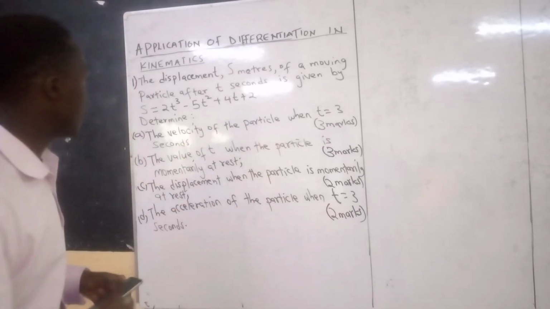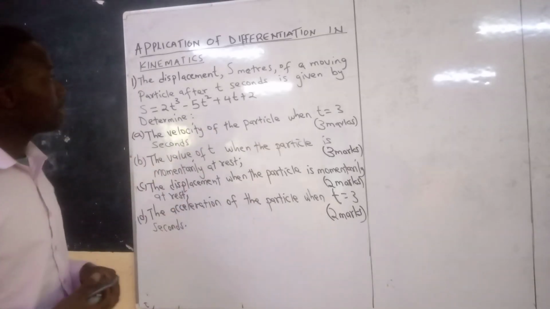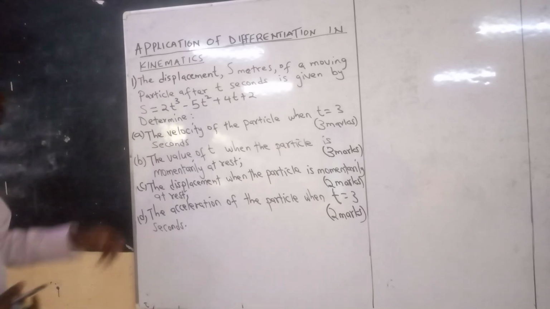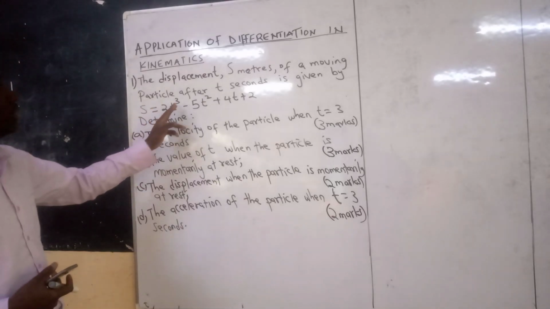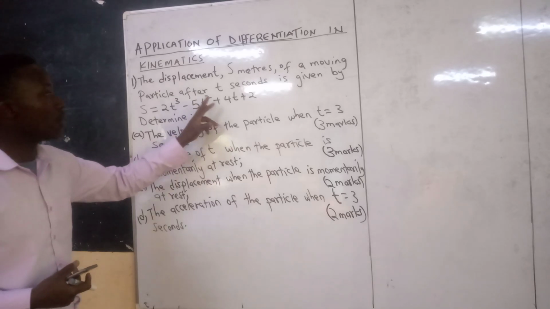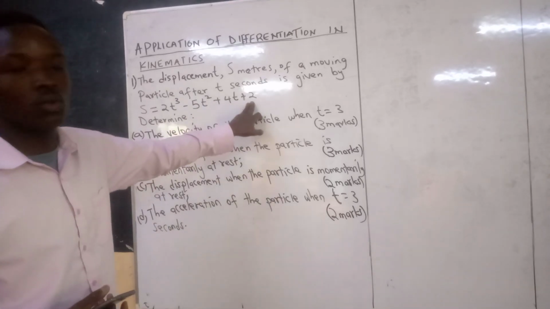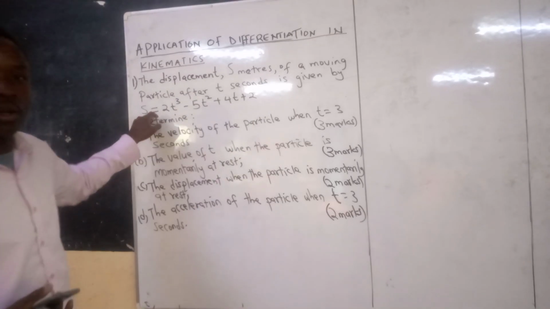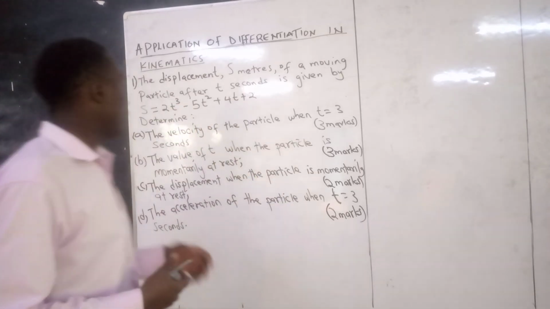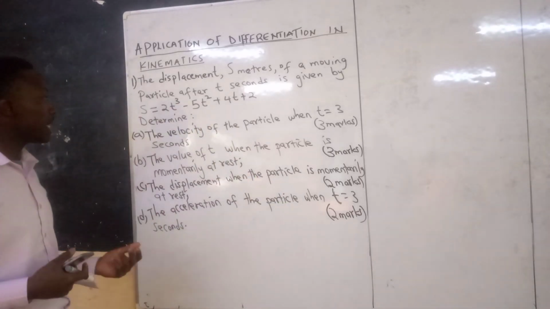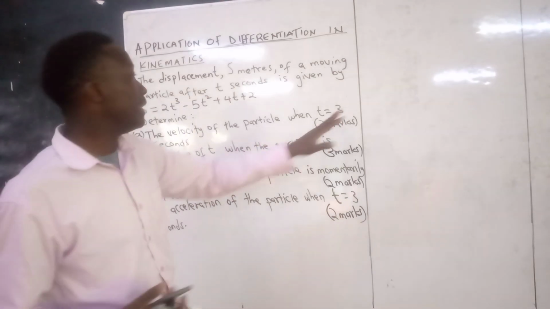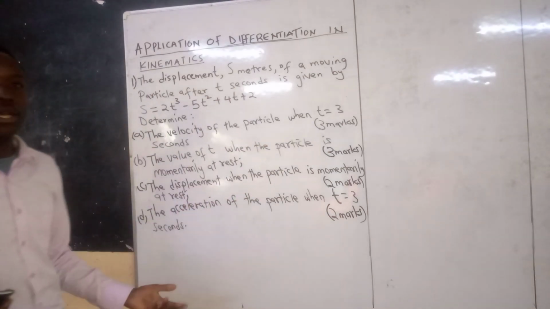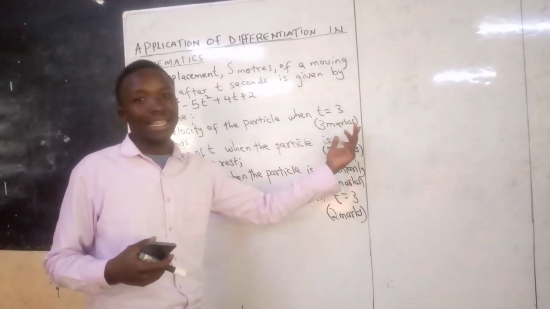We have our first example. The displacement s meters of a moving particle after t seconds is given by s is equal to 2t cubed minus 5t squared plus 4t plus 2. So this is the equation of the displacement. And now the first question is asking, determine the velocity of the particle when t is equal to 3 seconds. When you do that question, it gives you 3 marks.